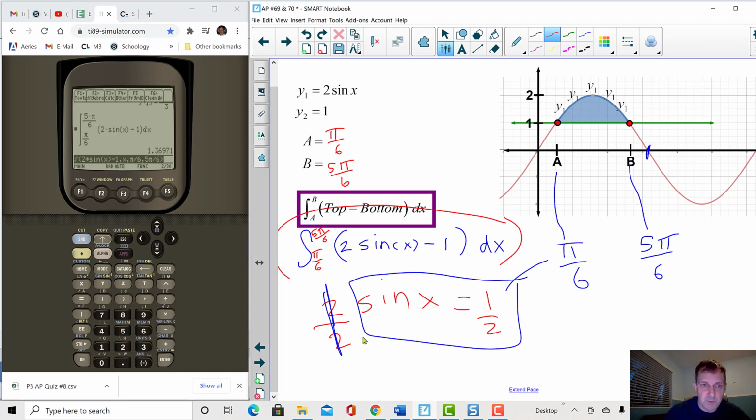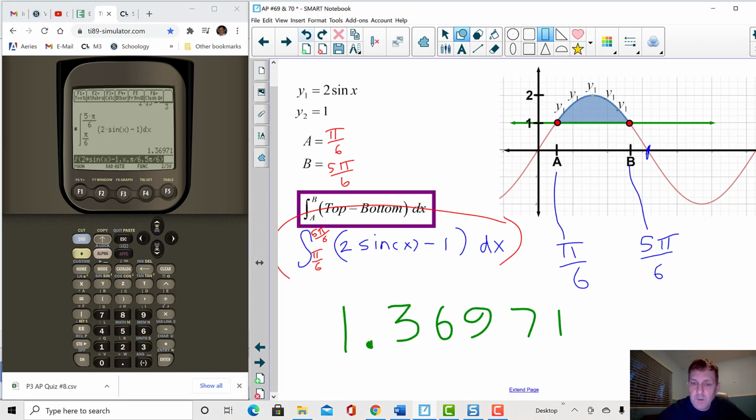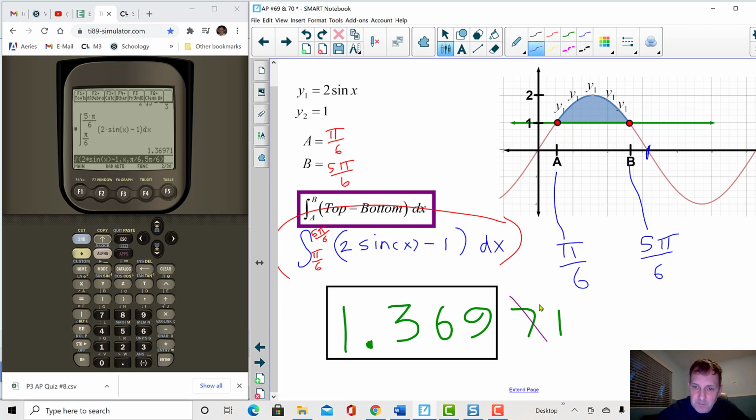Let's just go with the decimal approximation. Again, I don't like rounding up or rounding down, so I'm just going to truncate it. I'll cut it off right there at the third decimal. So my final answer would be 1.369, and that's it. I don't care about this 7. If you want to round up, you can. If you round up, you would get 1.370. So if you round up, don't forget that 0. That 0 means that you rounded. All right, let's go to the next example.